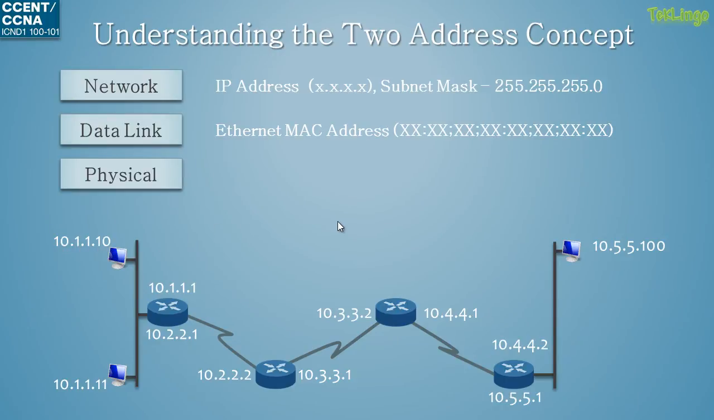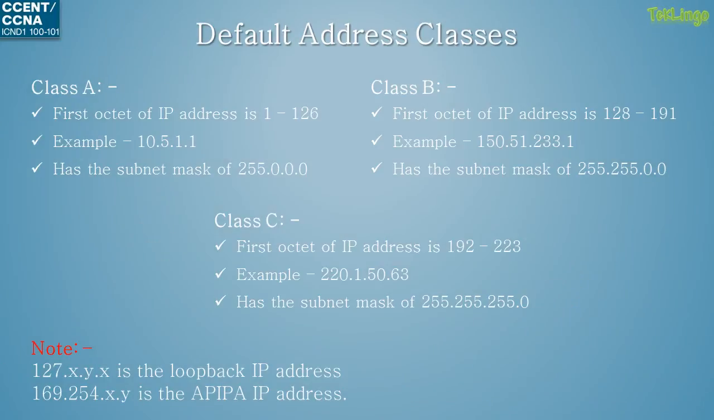So this is how network communication happens, and this is the two address concept. One thing that you have to remember, the source and the destination IP address will never change. So let's talk about default address classes. When TCP/IP was designed, it was designed to use three classable addressing in our networks today. They are Class A, Class B, and Class C.